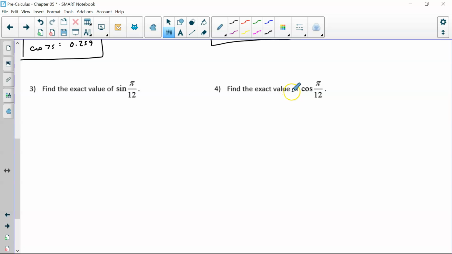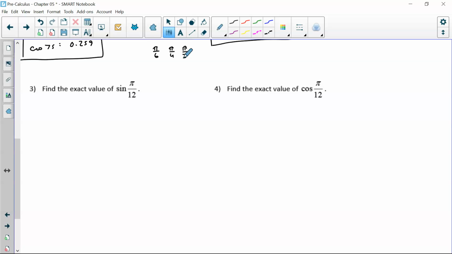The sine of pi over 2. Now remember, we're working with our pi over 6, our pi over 4, and our pi over 3. Once again, this one's a little bit trickier.